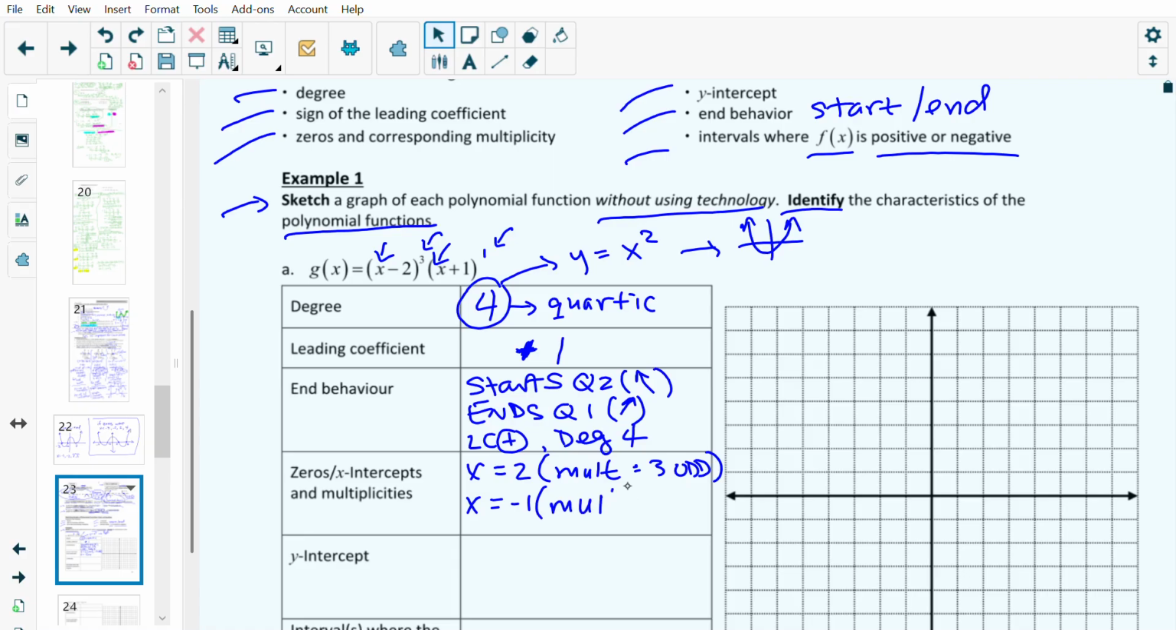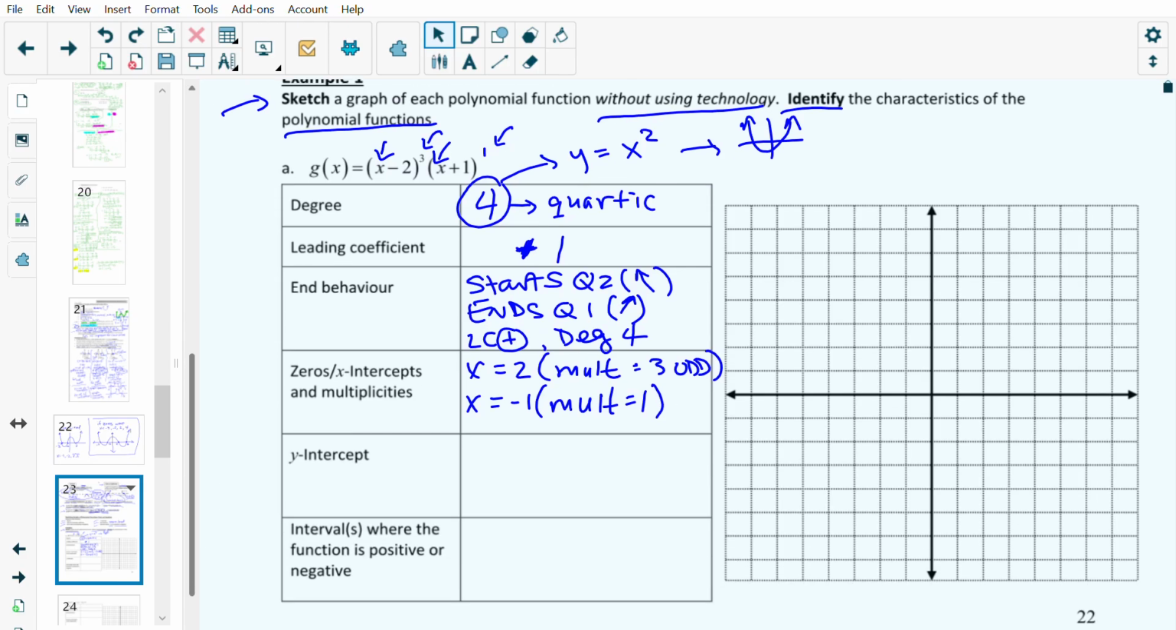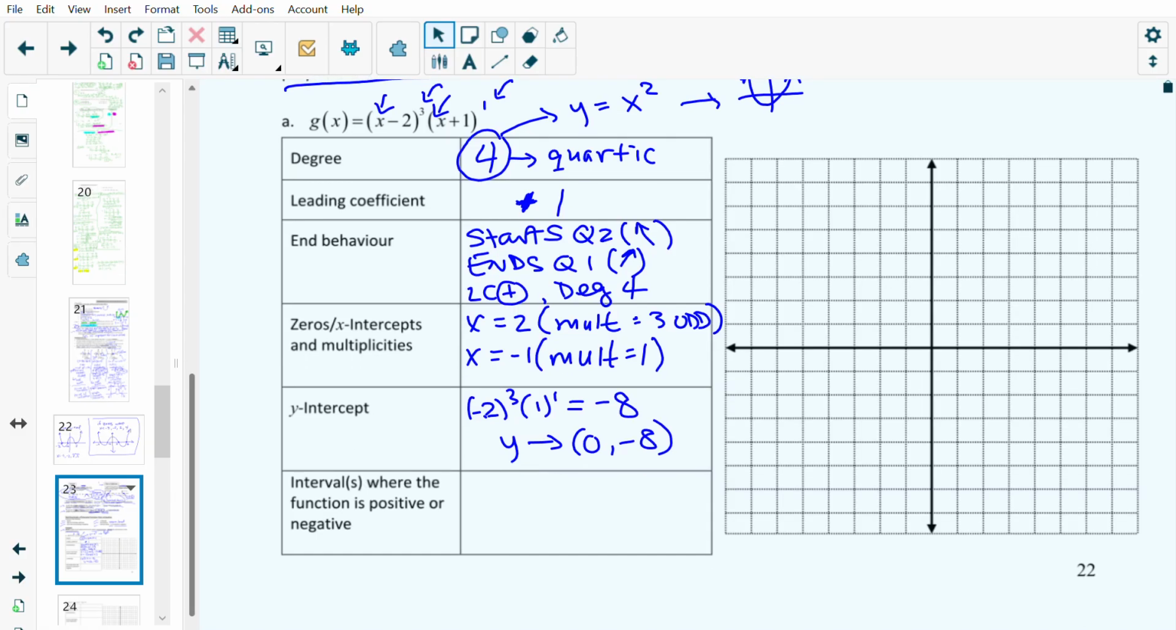X equals -1. How many of them are there? There's just 1, so multiplicity is 1. Y-intercept. If I take that -2 and I cube it and multiply it by the 1, I get -8. So y-intercept is at (0, -8).